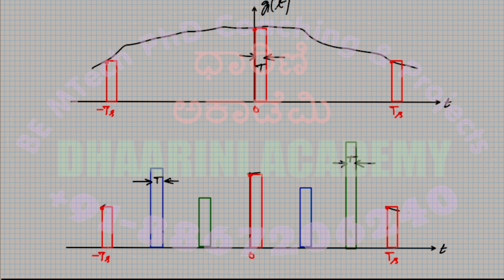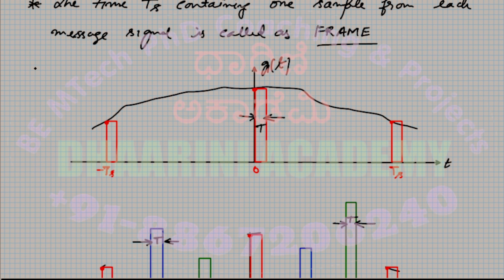Okay, so I retain G1. Now it's all of them together. The multiplexed PAM waveform is this. So the first one is, okay, I'll give a naming so that when you read, you understand. So this is the PAM of G1 of T. That's what you can see here.